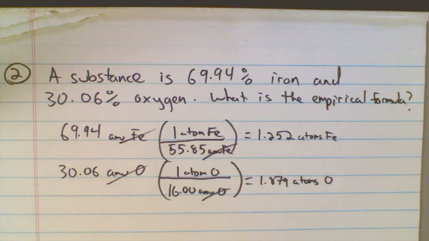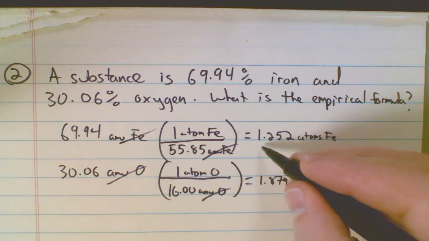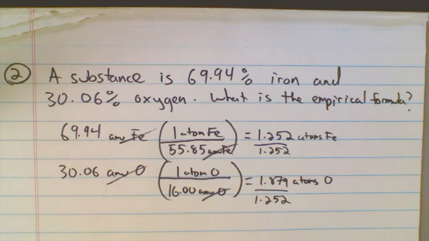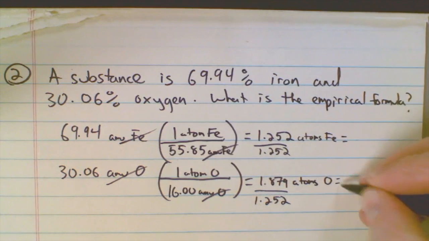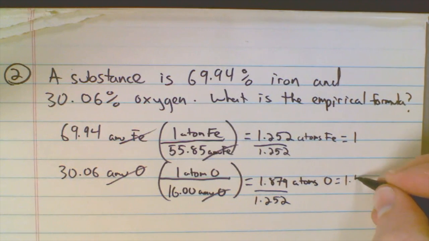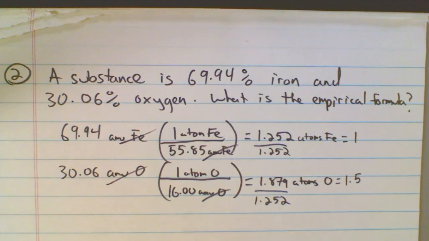So I'm hoping you guys got to this point at least. You got your atoms of iron, atoms of oxygen, right? And then you divide them both by 1.252. With me so far? Okay. And then you got these numbers. You got a 1 here and a 1.5 here, right? How many folks got to this point? Okay. Anybody figure out what we've got to do next? Yeah, Ben, what do we got to do?